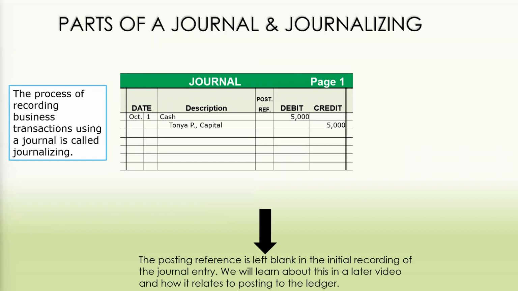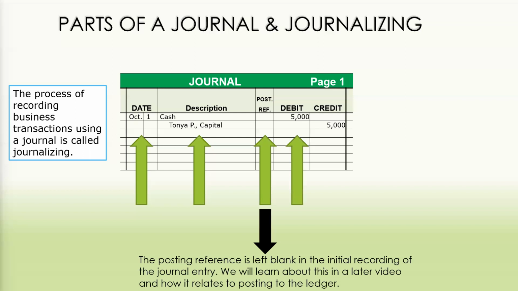These are the parts of a journal and journalizing. This is a basic journal, which you see on your screen. The process of recording transactions using a journal is called journalizing. When we use a journal, the first thing we enter is the date, followed by the description of the business transaction. Then we have a post reference. The posting reference is left blank in the initial recording of the journal entry. We'll learn more about this in a later video and how it actually relates to posting to the ledger.